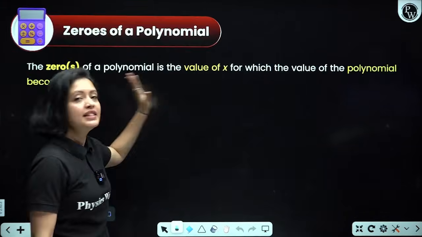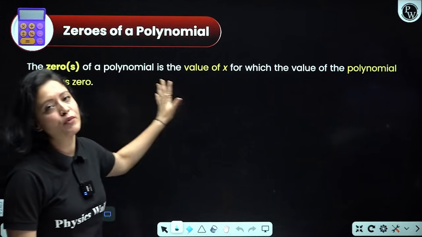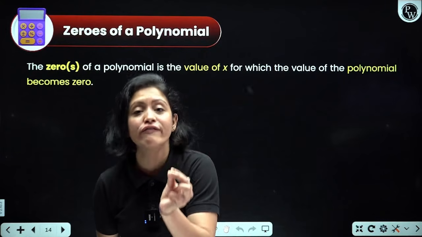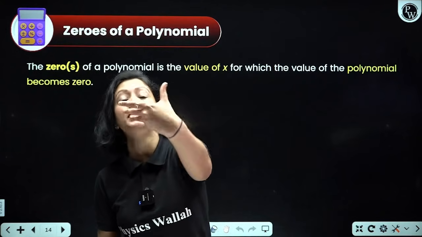Okay, chalo. Now, let's talk about zeros of a polynomial. So, zeros of a polynomial basically is the value of x for which the polynomial p(x) becomes 0.